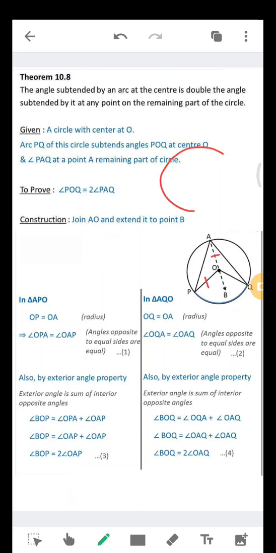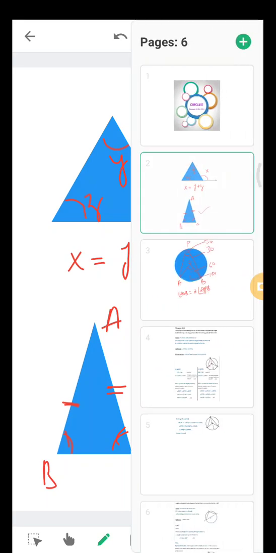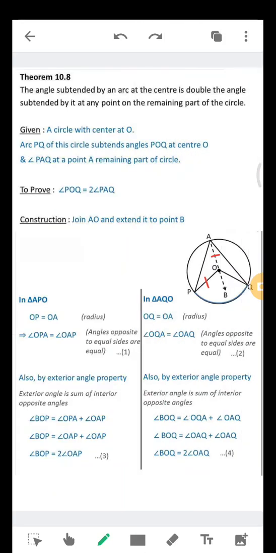Radii of a circle, whatever number of radii you draw, all the radii of a circle are equal. So I can say OA is equal to OP. And when OA and OP are equal, I told you the isosceles triangle property that angles opposite to equal sides are equal. So when these two sides are equal, these two angles are equal, that is, OPA is equal to OAP.